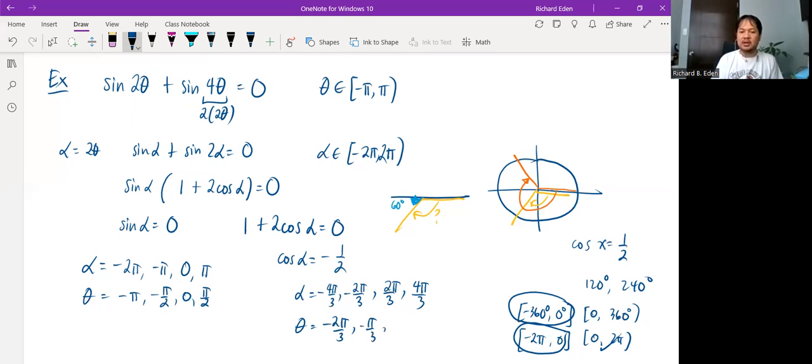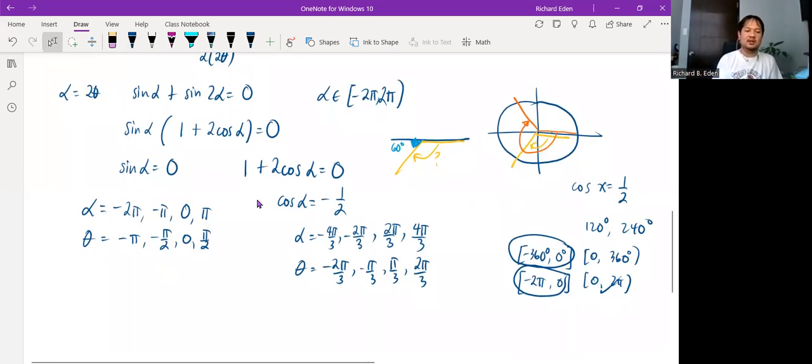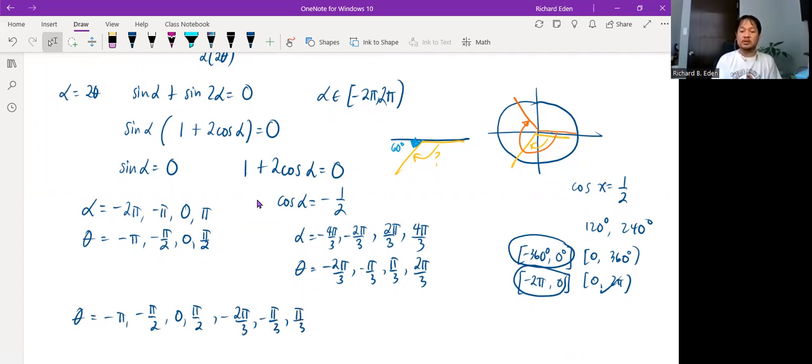Negative pi over 3, pi over 3, and 2 pi over 3. So we have a total of 8 solutions. Okay, so theta is negative pi, negative pi over 2, 0, pi over 2, negative 2 pi over 3, negative pi over 3. Whether you sort them in increasing order is just representation. As long as you have all the solutions in the given interval, you're fine.